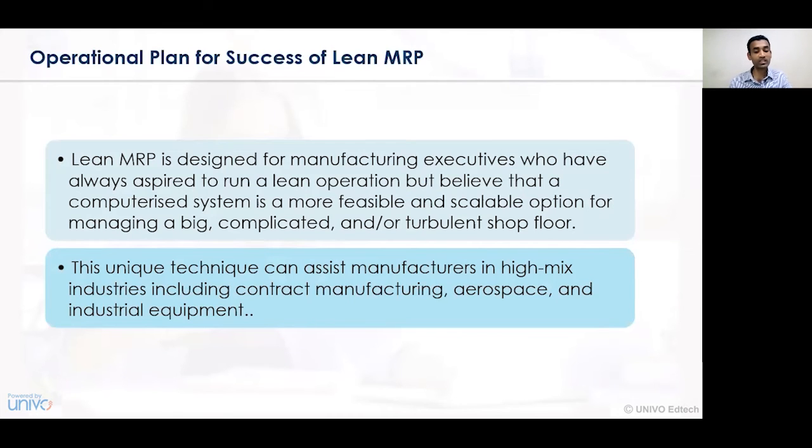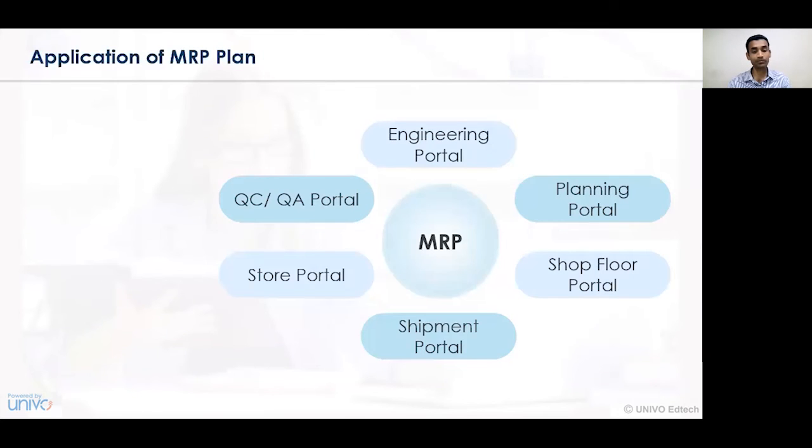This unique technique also assists manufacturers in high-risk industries, using contract manufacturing, aerospace, and industrial equipment. So not only for small scale business operations, the concept of lean MRP can be applied for large scale operations, may it be contract manufacturing, the aerospace industry, industrial equipment manufacturing or processing, or assembling of certain equipment and units, and so on. So for an automobile industry, aerospace industry, or a technology-based industry, the lean MRP system can be implemented and brought into the business organizations.